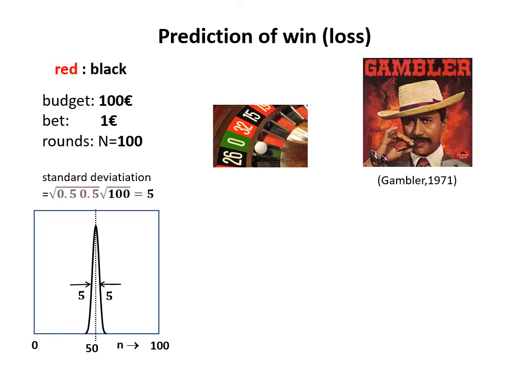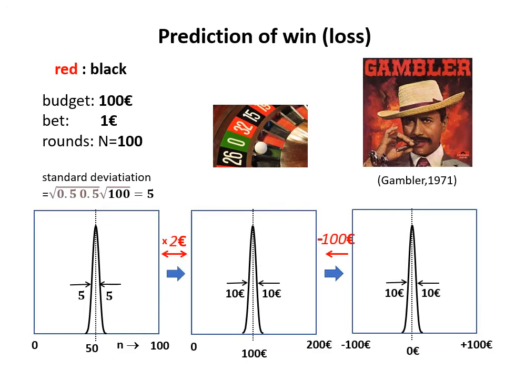Well, we calculate the Gaussian distribution and its standard deviation is 5. As before, we multiply the scale by 2 euros, because we take 2 euros from the table every time we win, and we must subtract 100 euros because every time we put 1 euro on red or black. And here is our prediction curve. So with such a game strategy, at the end we will win or lose something like 10 euros.